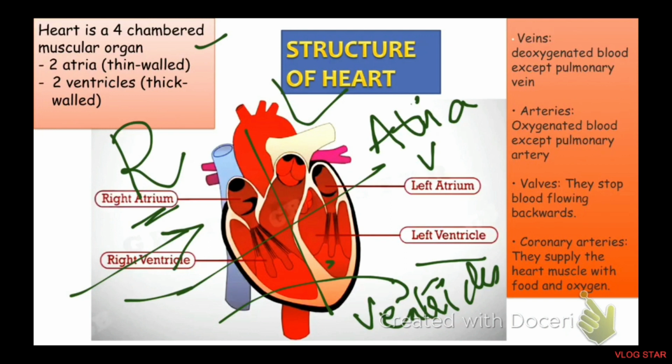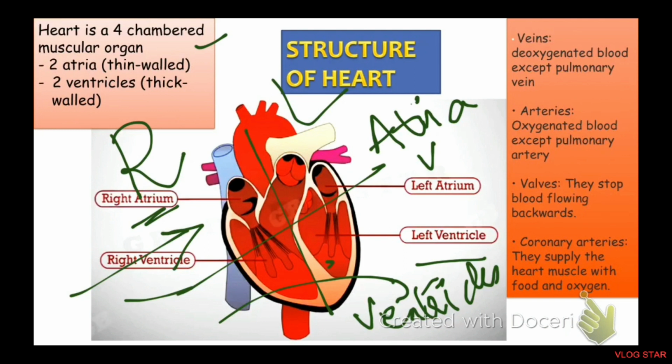Now these are the main roles of veins, arteries, valves and coronary arteries. Veins carry the deoxygenated blood. Basically, what does deoxygenated blood mean? De means not present. So oxygen is not being carried by the blood, right? That is deoxygenated blood, your impure blood. All the veins will carry deoxygenated blood, except for the pulmonary vein. In the next slide we are going to elaborate the structure of the heart in more detail.